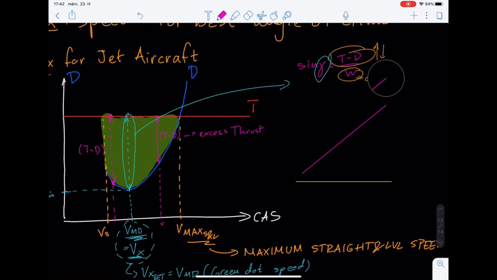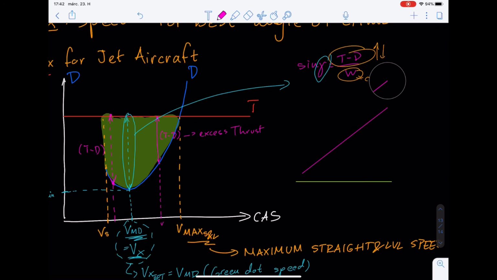The green area is going to be smaller, so therefore your flight path angle is going to reduce if you fly at a lower speed than this VMD, right? But if you go back to the VMD, your flight path angle is going to go right back up, and you're going to achieve the largest flight path angle.